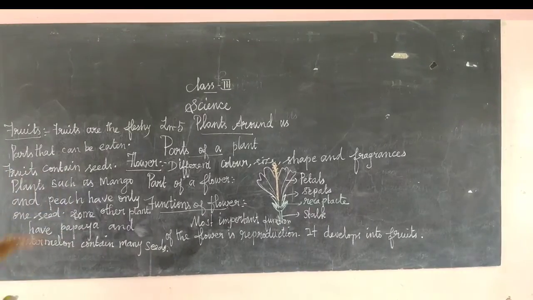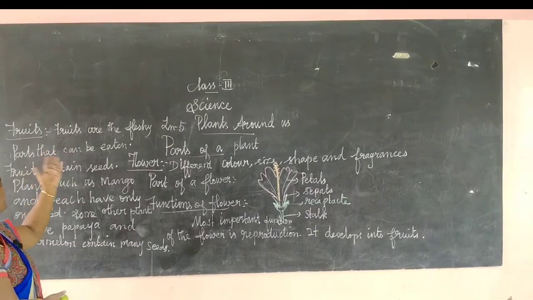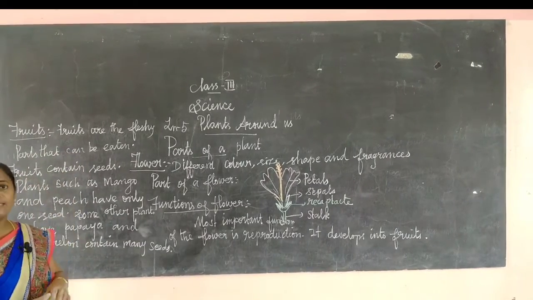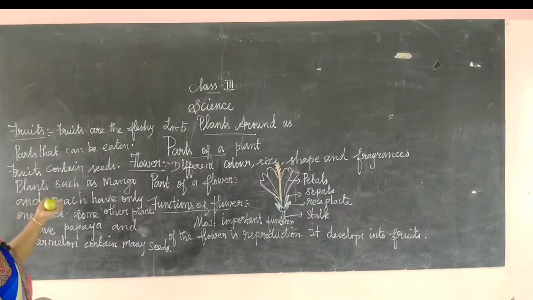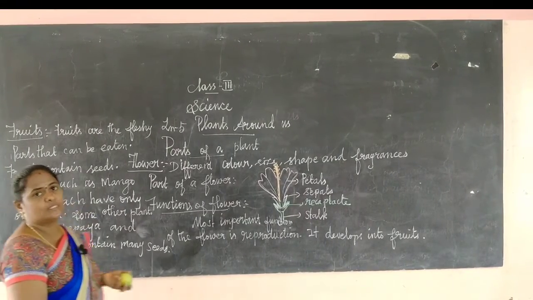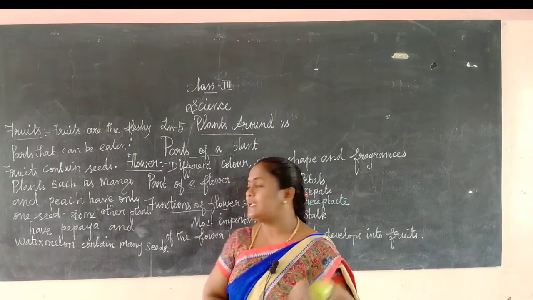Okay. So the next part of the plant is called the fruit. Fruits are the fleshy parts that can be eaten. Fruits contain seeds. Okay, fruits குள்ள என்ன இருக்கும்? Seeds இருக்கும். And then plants such as mango have only one seed and some others have many seeds. Papaya and watermelon have many seeds.